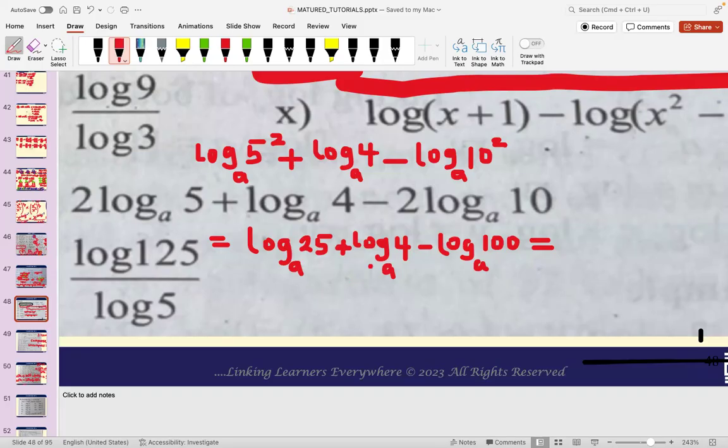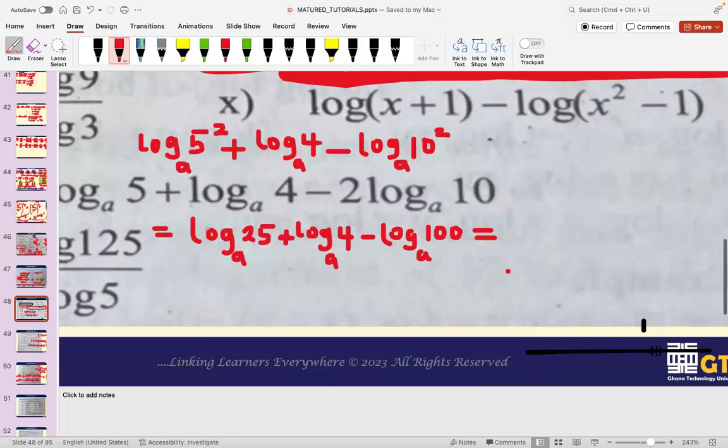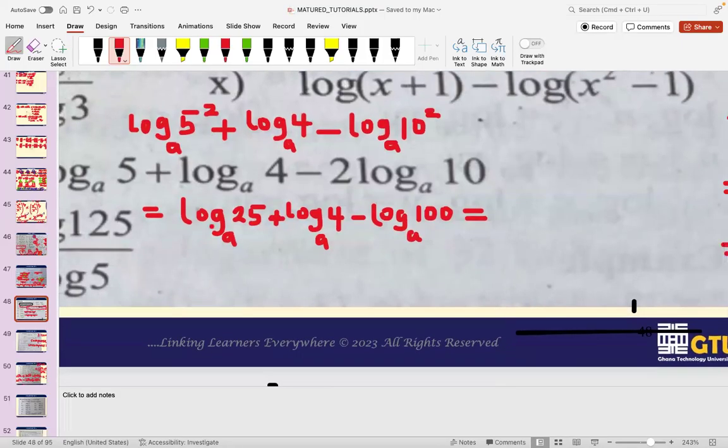So we then use the laws. Now that we have no numbers at the back, we can then use the law to put them together. So the same platform, log A, log A, log A. So we are working on the same platform, log A. Then plus means multiply the numbers in front of the log. So we have 25 times 4 divided by, minus means divide. So we have 100.